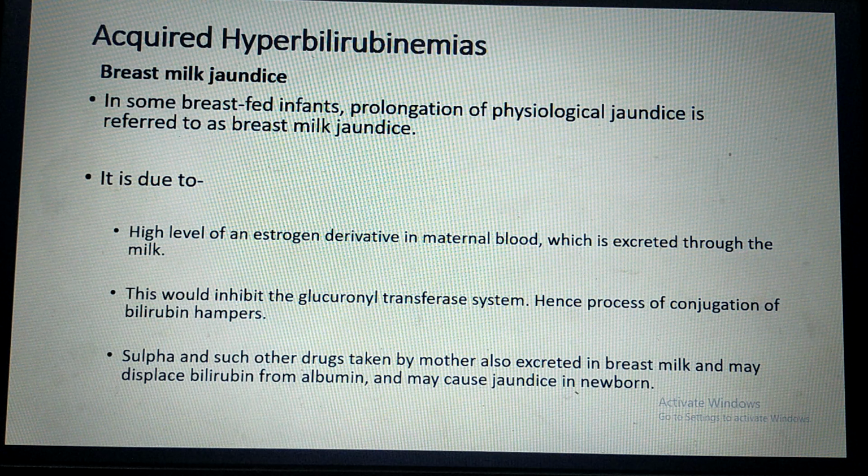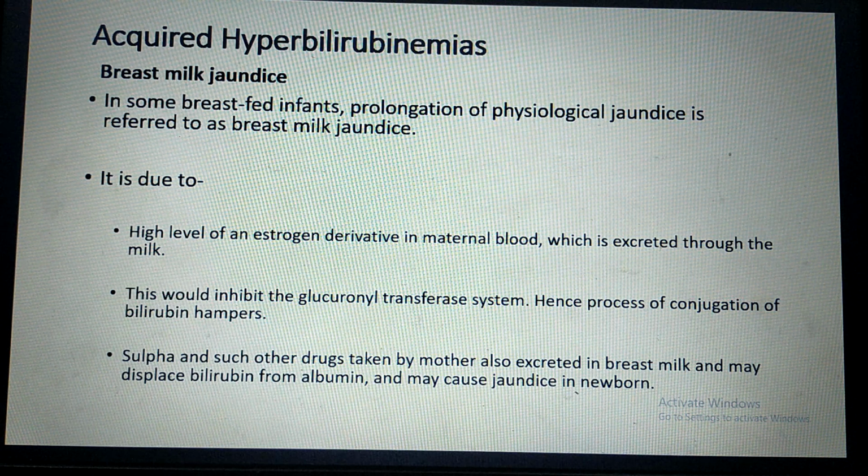Breast milk jaundice is seen in breastfed infants. It is prolongation of physiological jaundice. Just now I have told you physiological jaundice lasts for 2 weeks, but if this physiological jaundice lasts for more than 2 weeks, it is called breast milk jaundice. This is because high levels of estrogen derivatives are seen in maternal blood after birth of a baby.